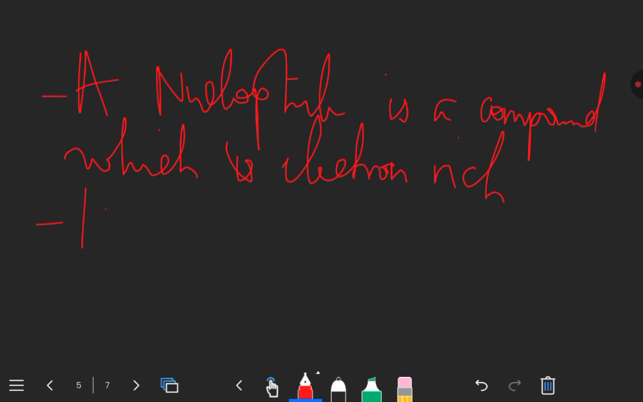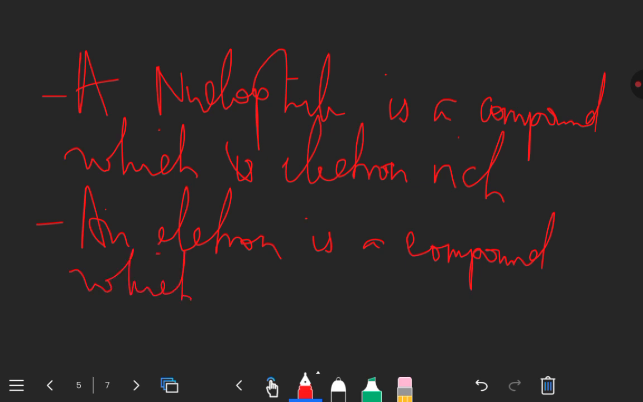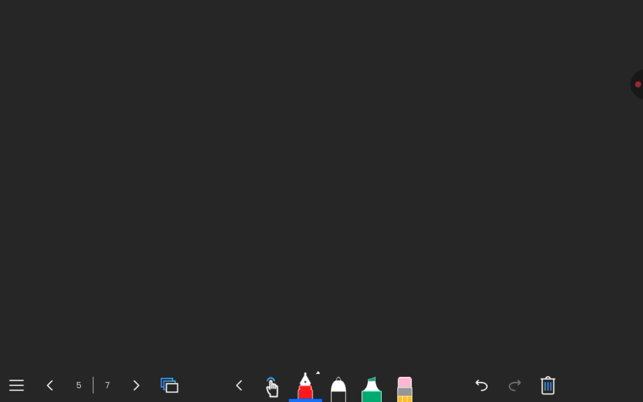So an electrophile is a compound which is electron deficient. That is what we need to understand there. Now let's look at a general equation for nucleophilic substitution.